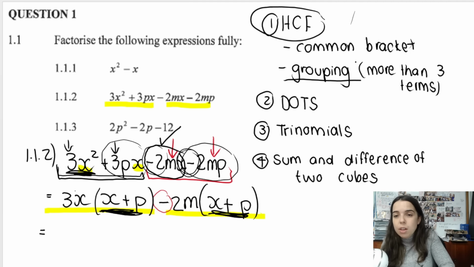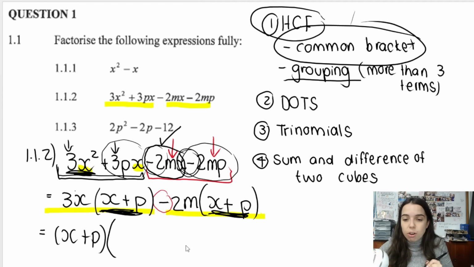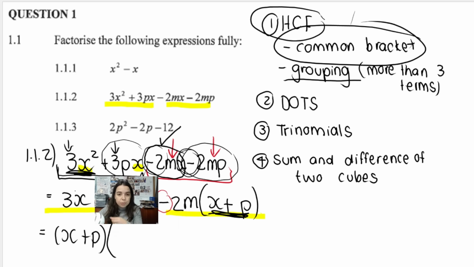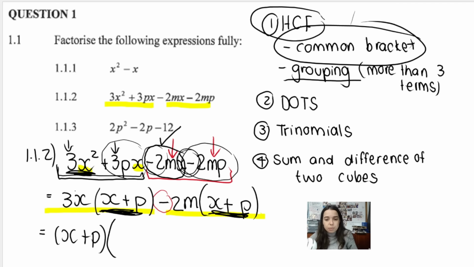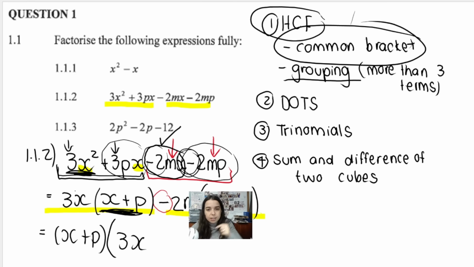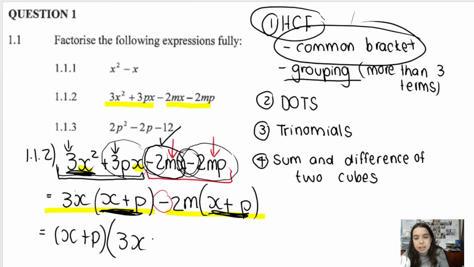They have what I call a common bracket. It's kind of like HCF, but with a bracket. So they both have the bracket, and we can take the bracket out, x plus p. What are you left over with in the first term? If you divide the first term by the bracket, so now the bracket's no longer there, what are you left with? 3x. That's from the first term. And if you do the same with the second term, divide the second term by the bracket, you're left with negative 2m. Negative 2m. And now we have factorized fully.